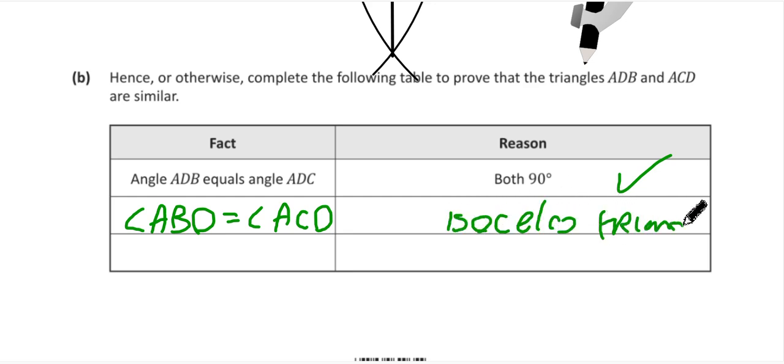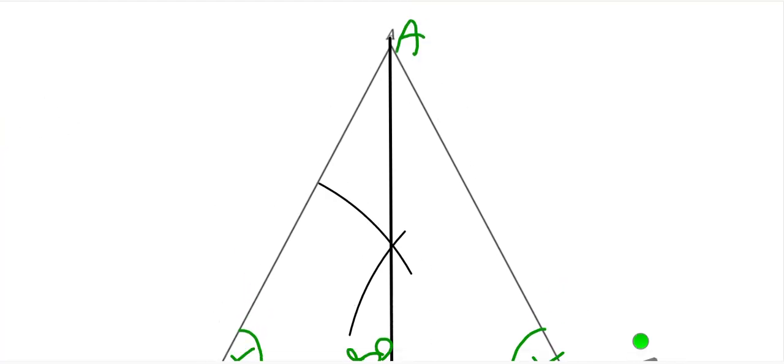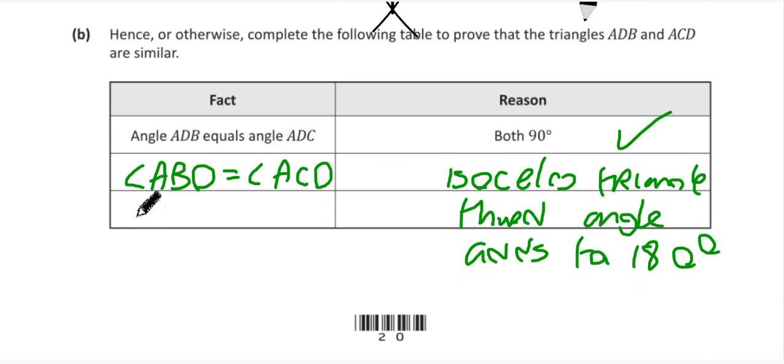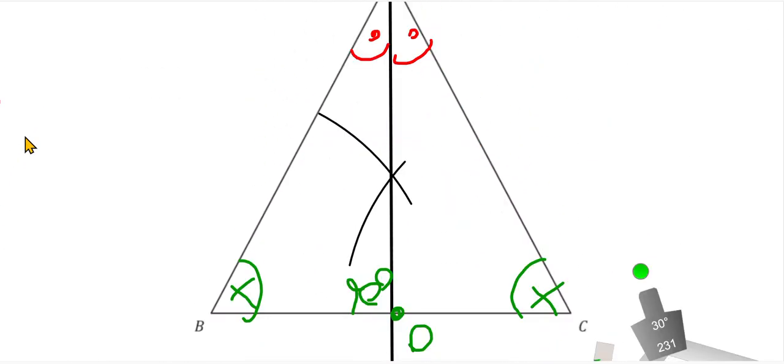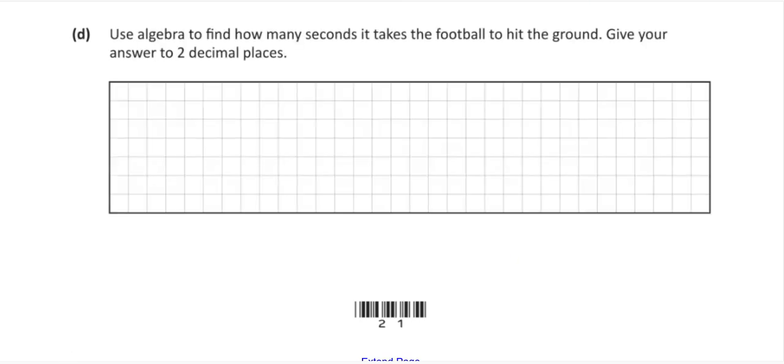Okay, last one. We call this third angle. What's third angle mean? Third angle adds to 180. What is the third angle? This red one here and this red one here. So that's the angle BAD. What's the other one? CAD or DAC, yeah. So we proved that all three angles are the same. Okay, happy days. Let's move on.